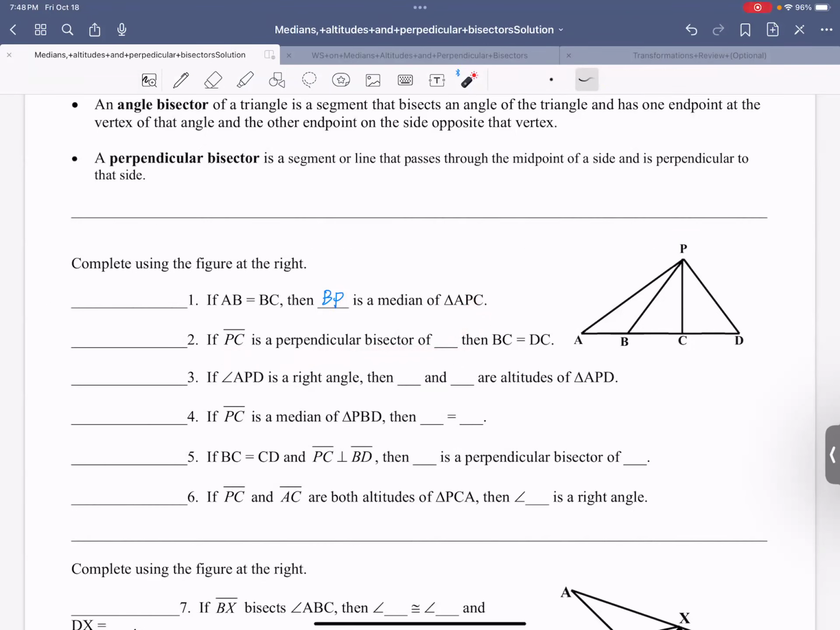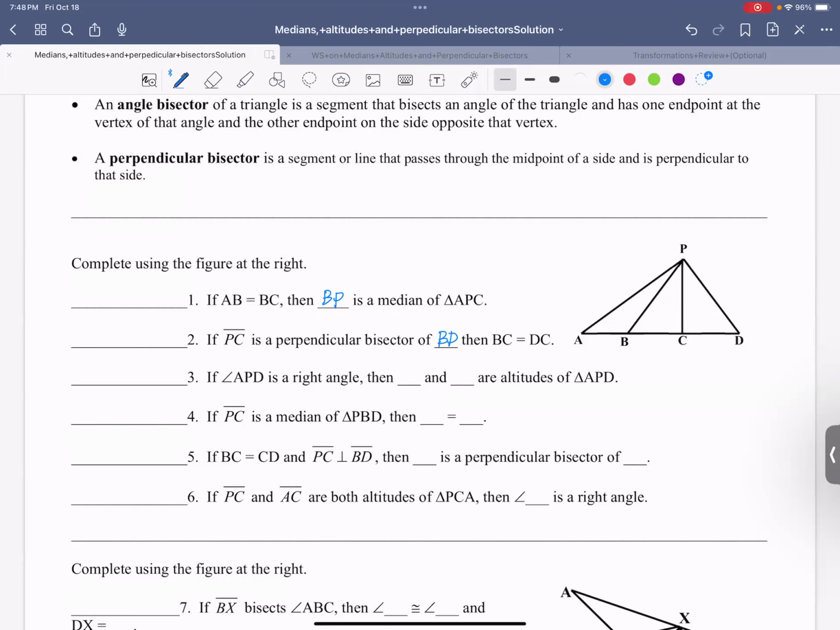If line PC is a perpendicular bisector of BD, then BC is equal to DC. Okay. So if it's perpendicular BD, okay?